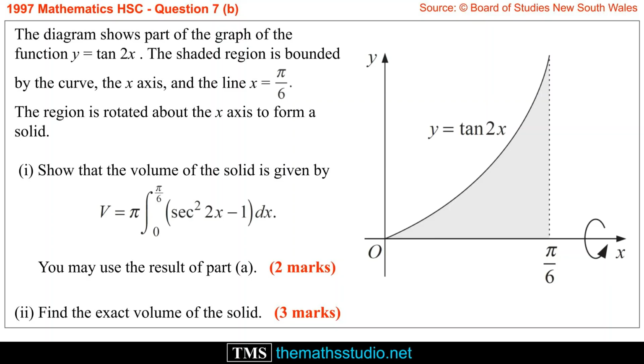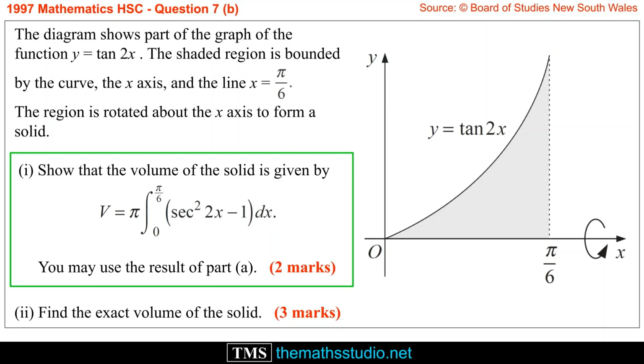Question 7, Part B. The diagram shows part of the graph of the function y equals tan 2x. The shaded region is bounded by the curve, the x-axis, and the line x equals pi over 6. The region is rotated about the x-axis to form a solid.